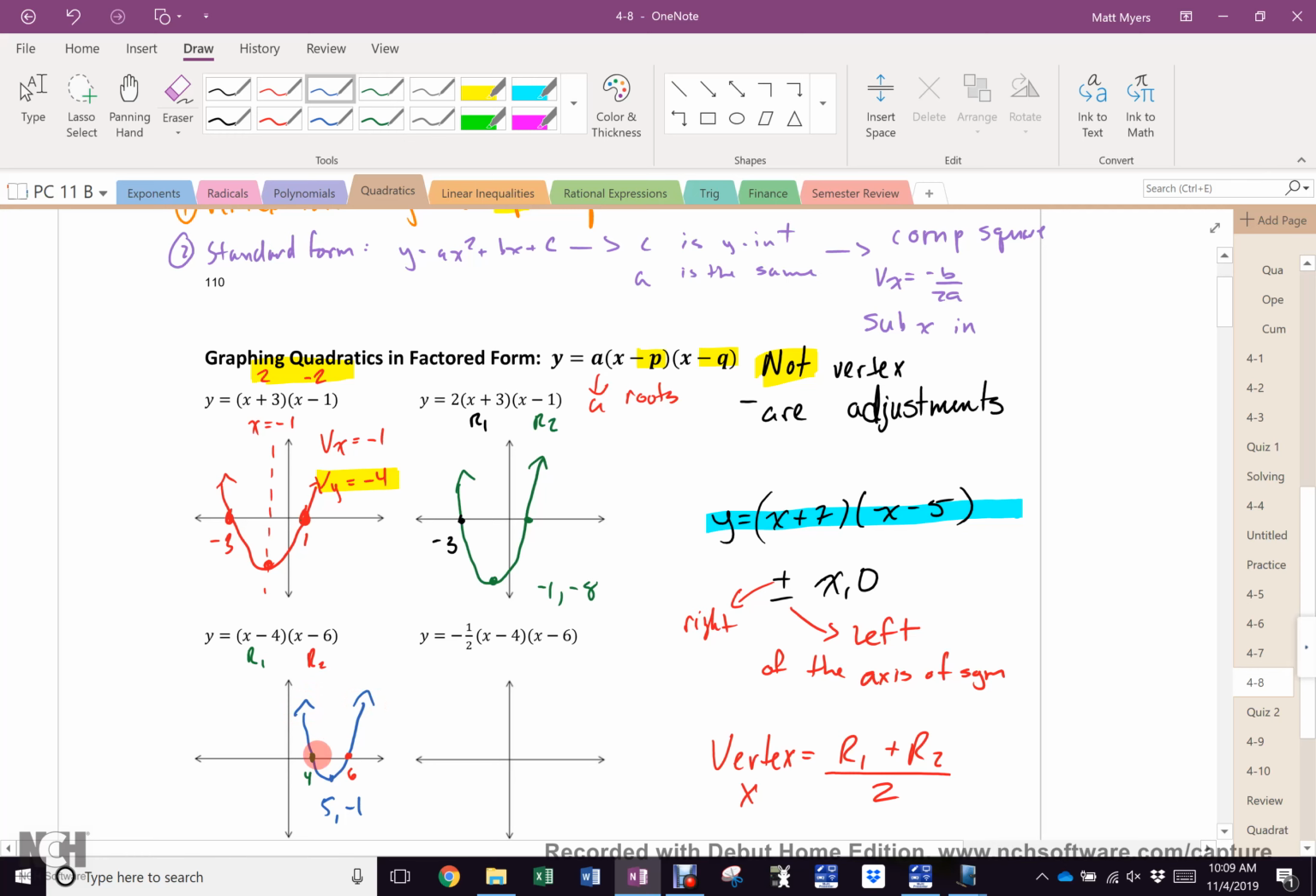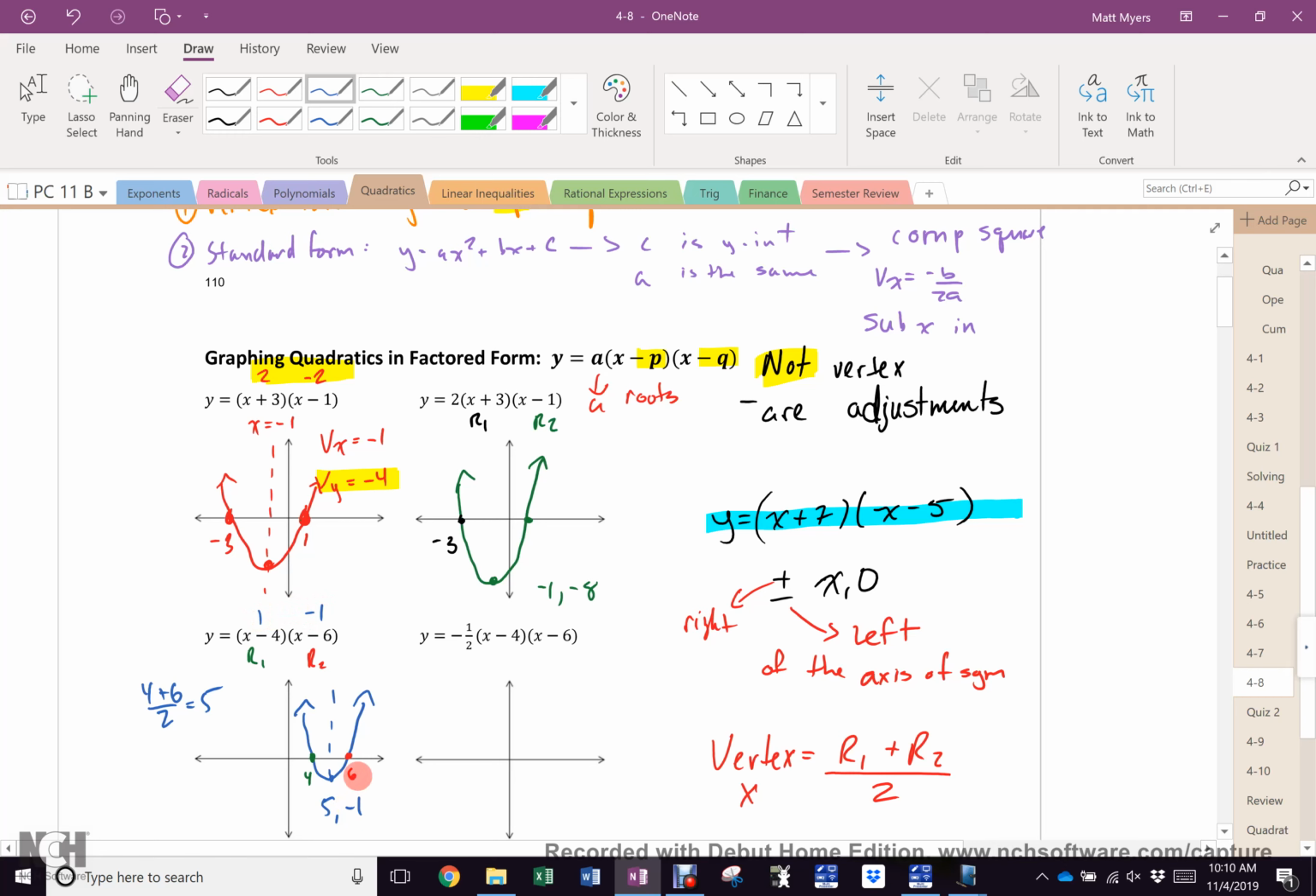Now, let's say this boggles your mind. Okay, no problem. You know that 5, everybody understands why 5 is the axis of symmetry, yes? 4 plus 6 divided by 2 equals 5. What's 5 minus 4? 1. What's 5 minus 6? -1. What's -1 times +1? -1. So my y value of the vertex is -1. Is everybody good?